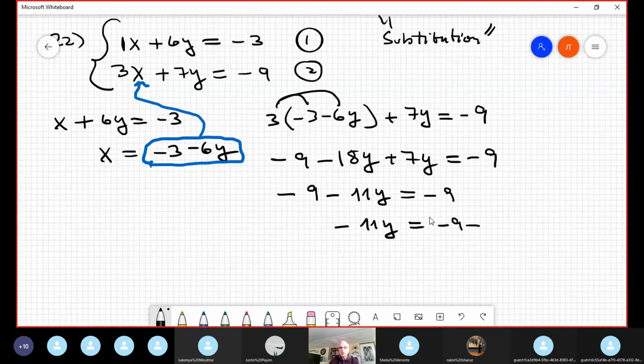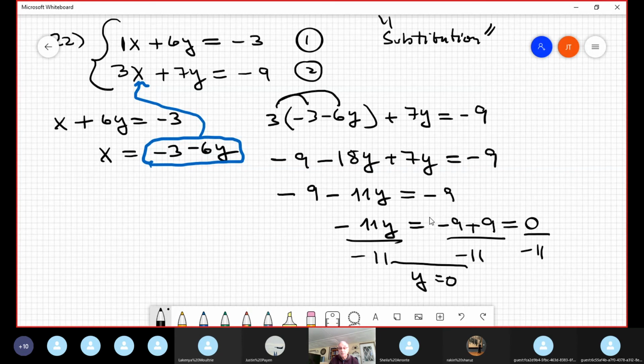Stay here, plus 9. Oh, it's 0, because -9 and +9 is 0. And 0, when you divide by -11, it's obviously 0, no? So y value is 0.